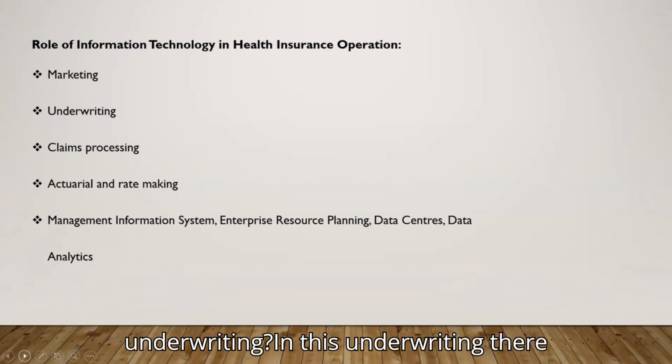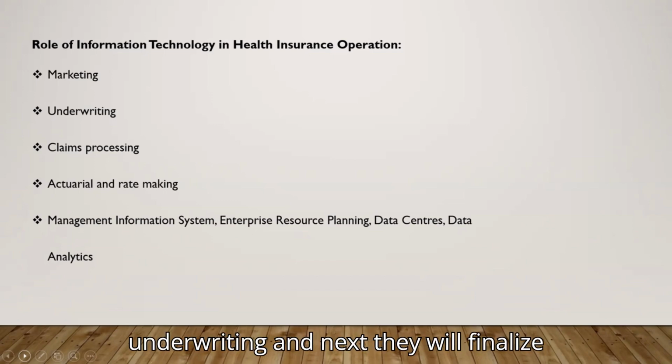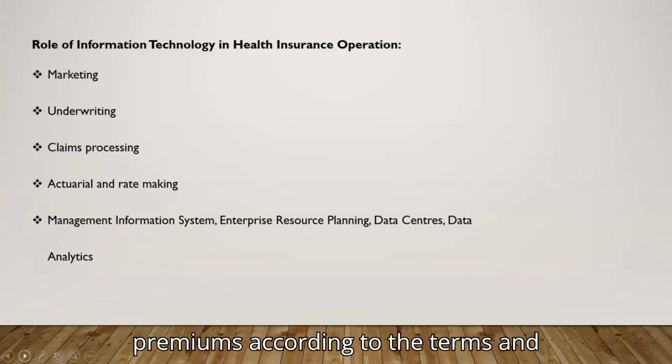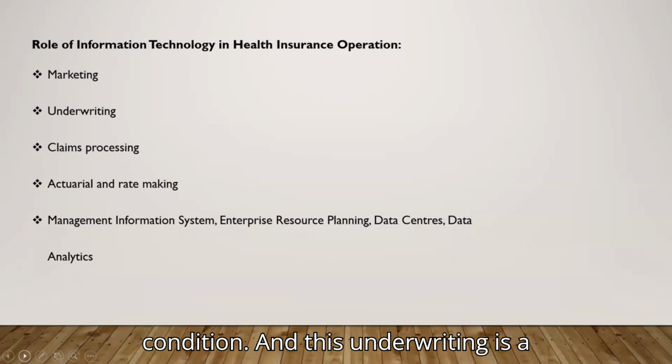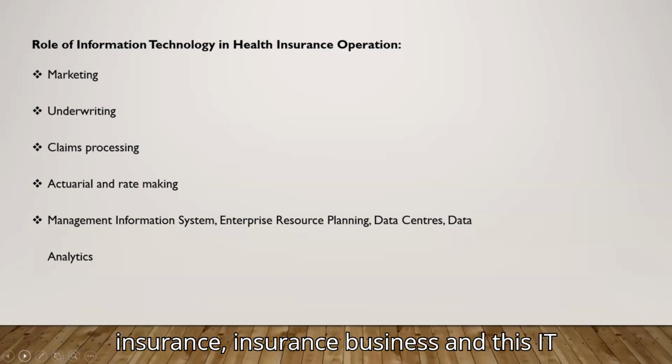So what is this underwriting? In this underwriting, there is a process of classification by selecting the risk, and also by deciding whether to give the insurance or not after doing this underwriting. And next, they will finalize the terms, they will finalize the premiums according to the terms and conditions. And this underwriting is a very critical and crucial role in the insurance business.